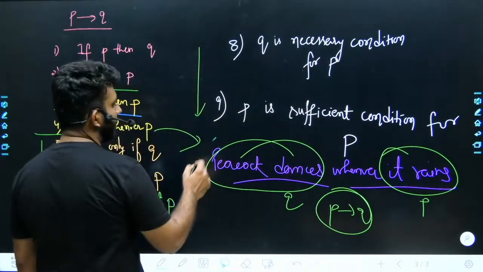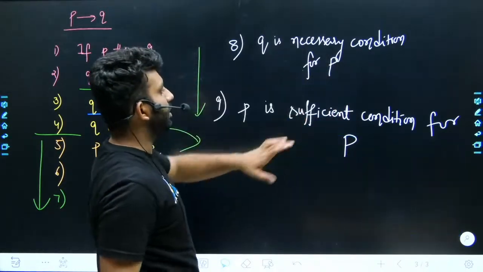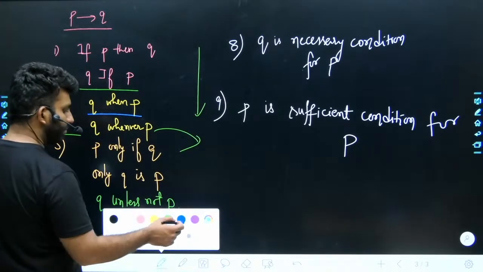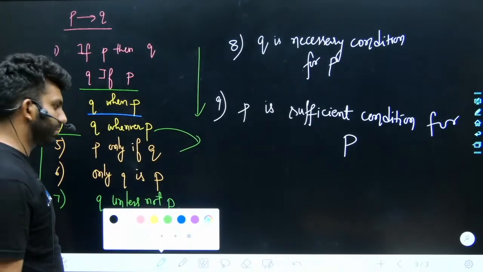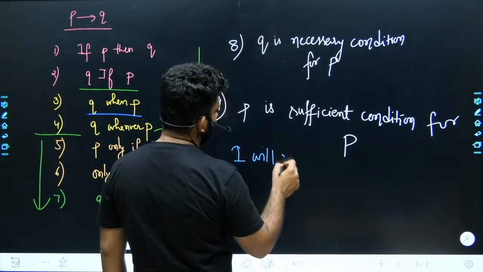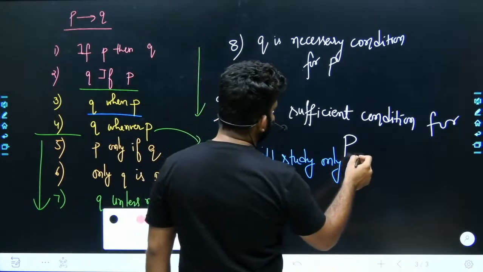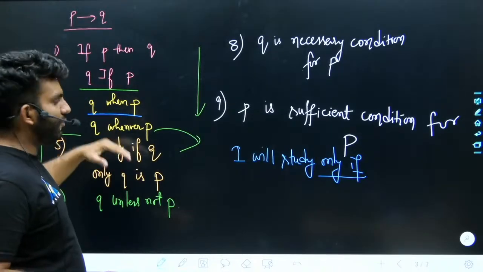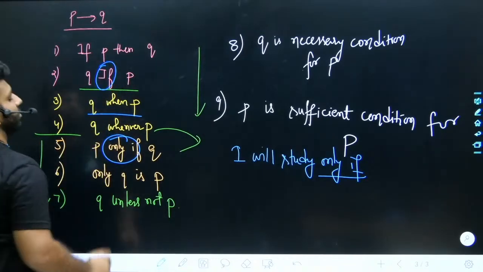Let me erase this part. Please keep noting whatever I'm telling you for the examples. For each one of these I'm giving you some example over here. Okay, so P only if Q. Now over here, what does it mean? I will study only if. This is a bit different from what we have seen. There is a difference between "Q if P" and "P only if Q". Don't say, sir, you have just changed the order. No, there's a difference between only if and if.